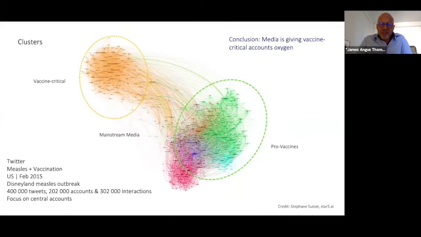I think things have changed a little bit, but back in 2015, what we found was that often the media was actually amplifying the vaccine critical content through suboptimal reporting. So false balance, a lot of false balance in the reporting still in 2015. So vaccine critical accounts getting equal share, or at least mention, in mainstream media.